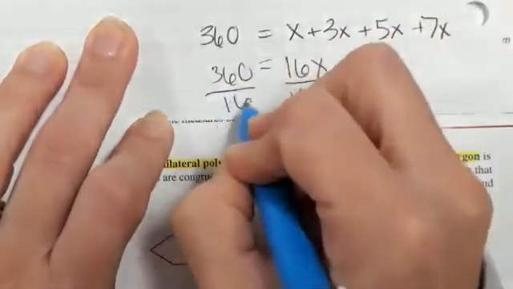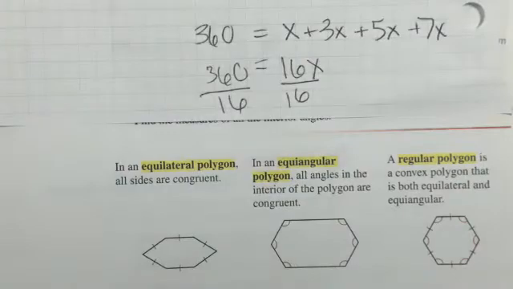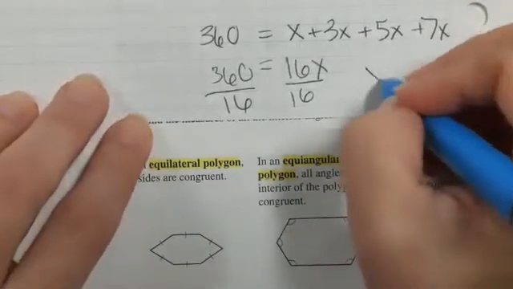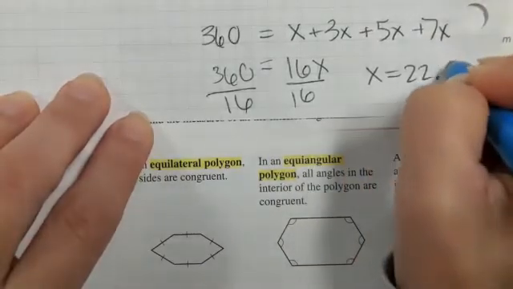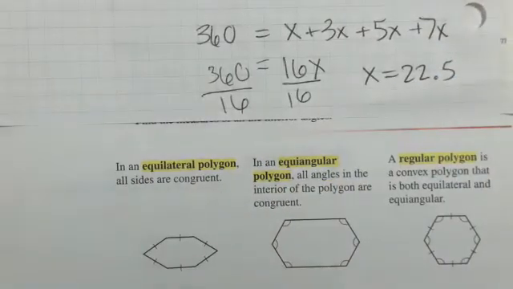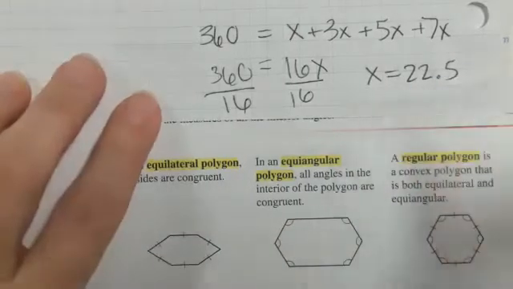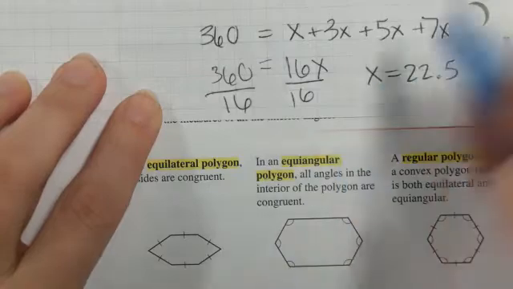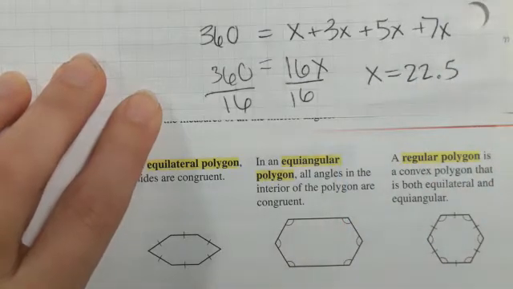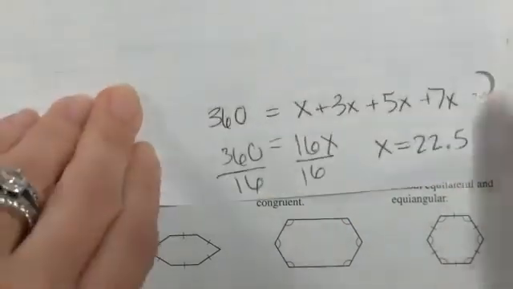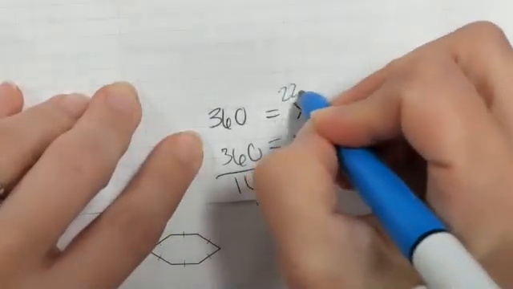Divide each side by 16. All right, so x equals 22.5. So what is the measure of each of our angles? One of them is 22.5. I'm just going to write it above them. This one here is 22.5.